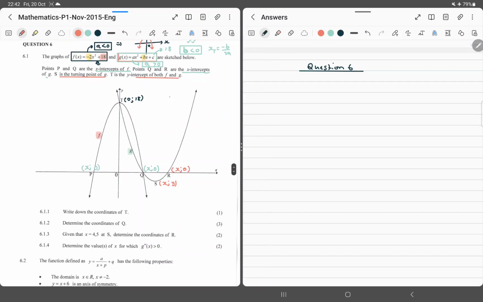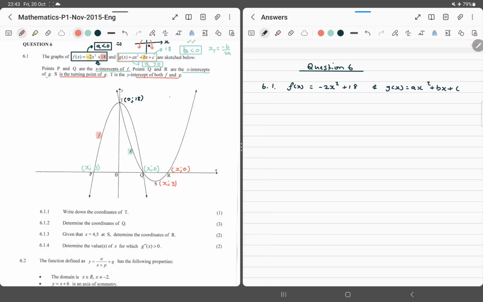Now we put it to the test. We've got 6.1. We were given f of x is minus 2x squared plus 18, and g of x equals ax squared plus bx plus c. So this is the story that we've got.